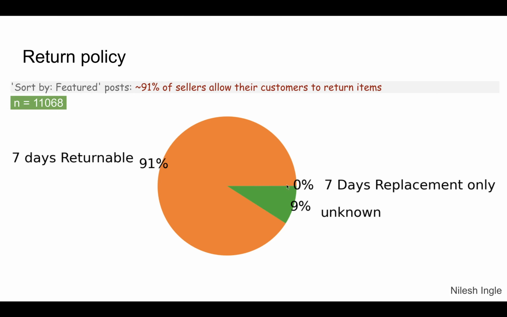And very few, less than 1%, have a policy of 7 days replacement only. So if you buy a toy, then if a part of it is missing or broken or you just don't like it, you can get a replacement of the same toy, but you cannot return it and get your refund. So you cannot get your money back. But most of the sellers seem to have a policy where they can return your money if you don't like the toys.